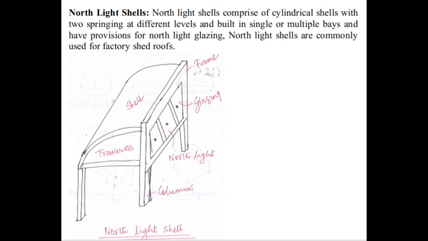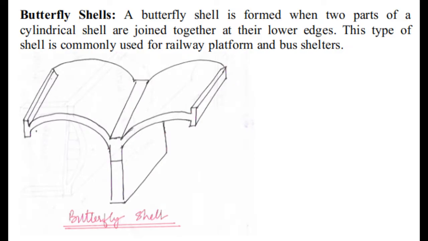Another example you can see over here is the butterfly shell. It is formed when two parts of the cylindrical shell are joined together at their lower edges. This type of shell is commonly used for railway platforms and bus shelters.